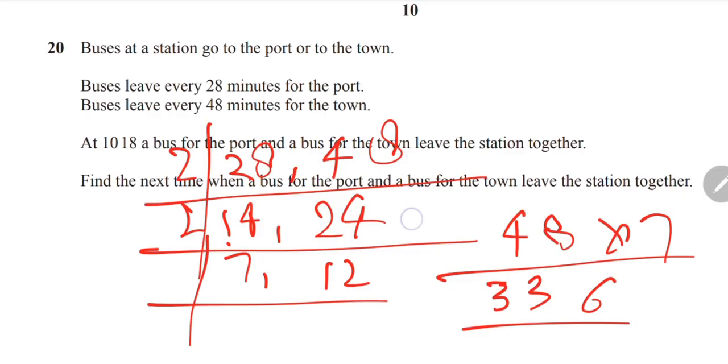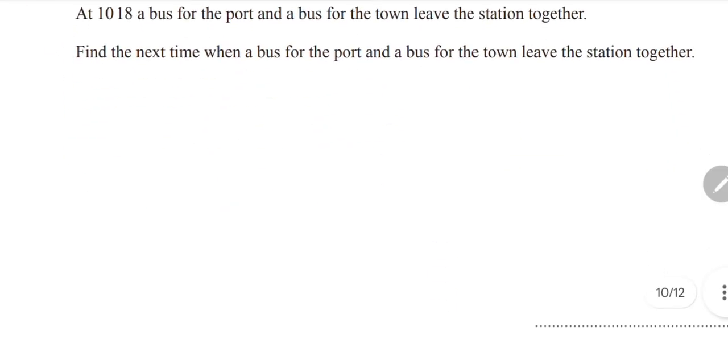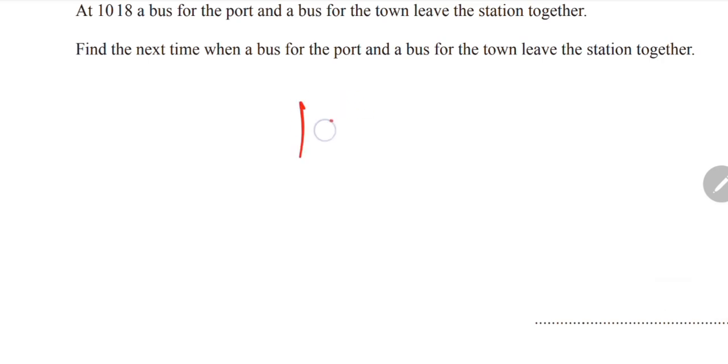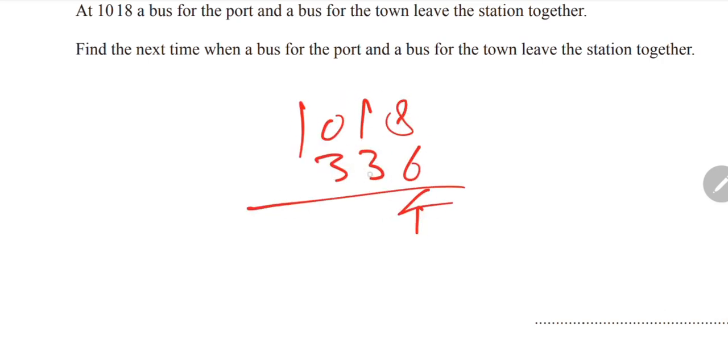Next time will be 1018 plus 336, it's 1354. But remember when we use this value, we look at whether it is divisible by both numbers or not. If they are not divisible, then add whatever value is needed.